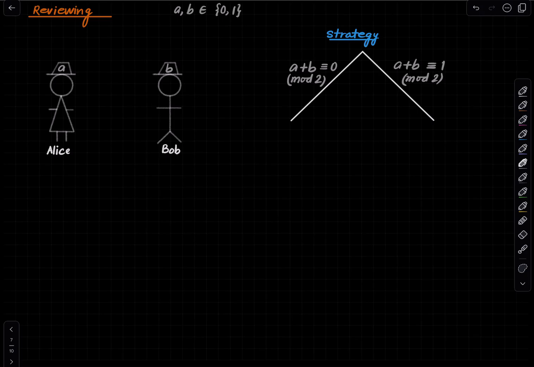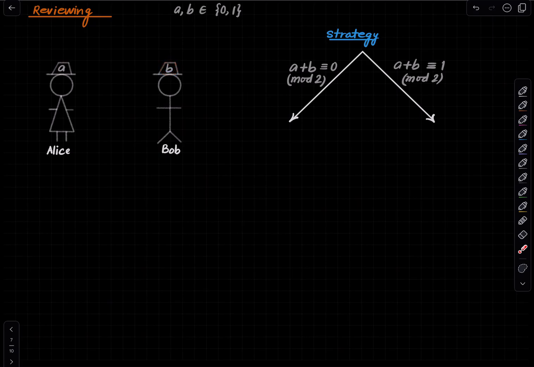We will devise a strategy which will make Alice guess correctly in this case, and Bob guess correctly in this case. How can we devise such a strategy? What could that strategy possibly be, if at all such a strategy exists, which makes Alice guess correctly in this and Bob guess correctly in that? Now, in this situation, what is Alice seeing? Alice is seeing B. That's what Alice sees. And that is the only thing she can use to make a guess. A is not available to her. She does not know what A is. She only knows what B is.